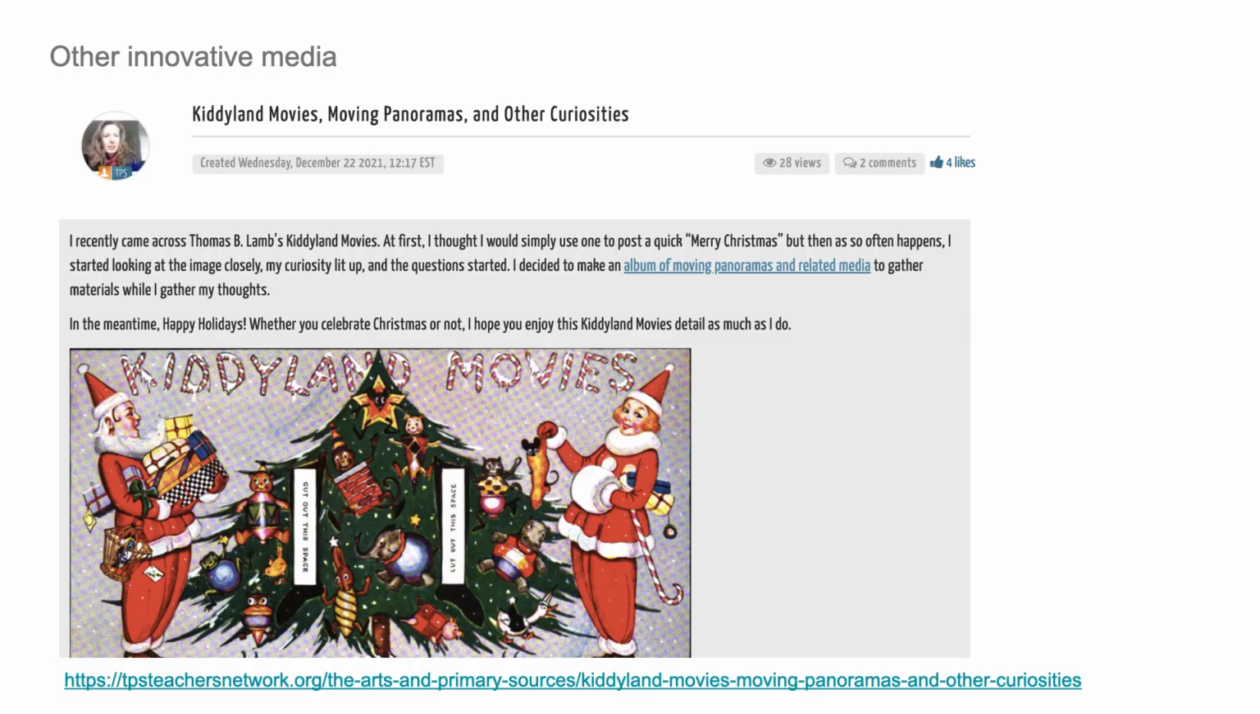And Kate Cooney, who does such a wonderful job with the arts and primary sources group within the Teaching with Primary Sources Network, again came to talk about moving panoramas and other types of motion in from two dimensions.